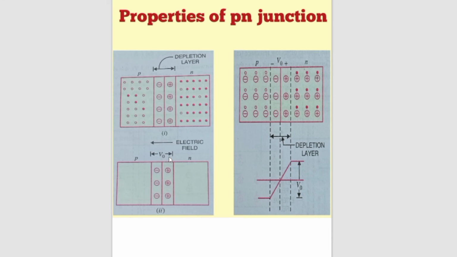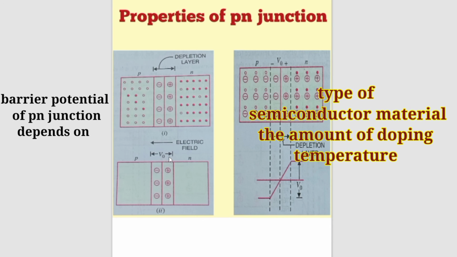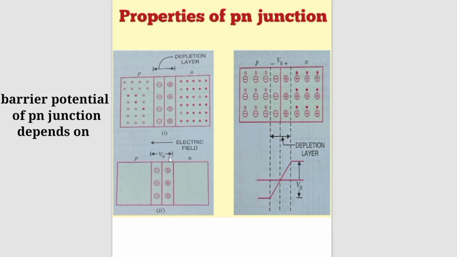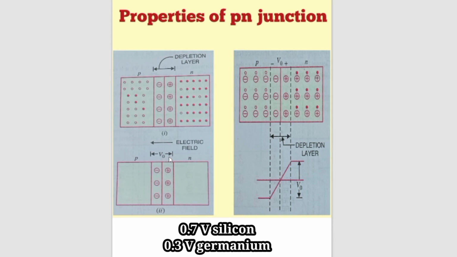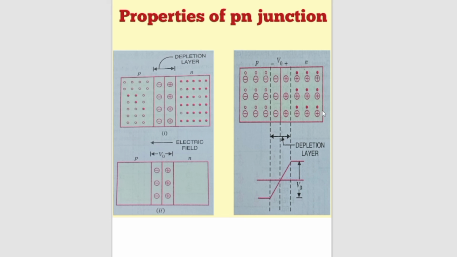The barrier potential of a p-n junction depends upon several factors, including the type of semiconductor material, the amount of doping, and the temperature. The typical barrier potential is approximately 0.7 volt for silicon and 0.3 volt for germanium, and this figure shows the potential distribution curve. This is the depletion layer. This is barrier potential V0.